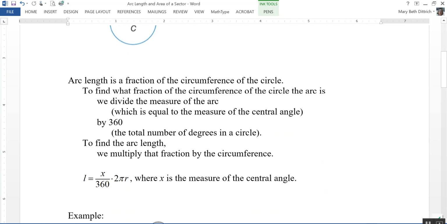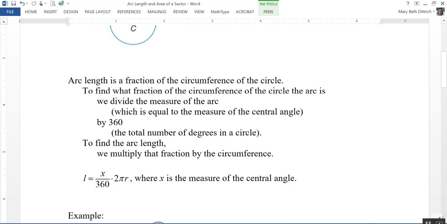The arc length is actually just a fraction of the circumference of the entire circle. To find what fraction of the circumference of the circle that the arc is, we want to divide the measure of the arc, which you'll recall is equal to the measure of the central angle, by 360, which is the total number of degrees in a circle. Then to find the arc length, we multiply that fraction by the circumference.